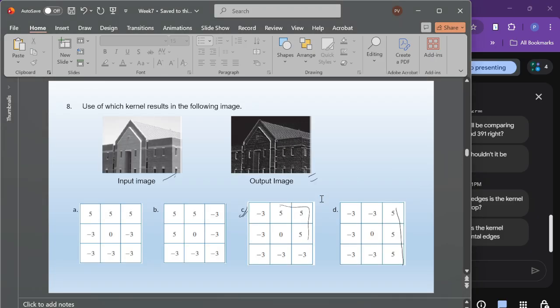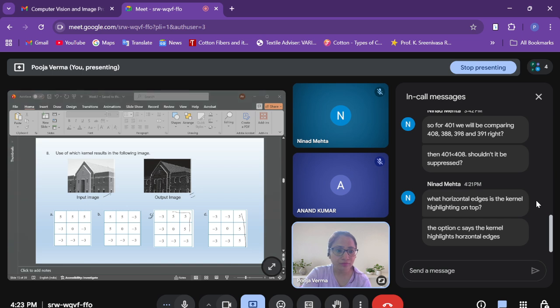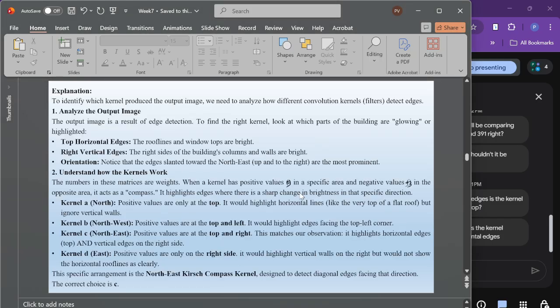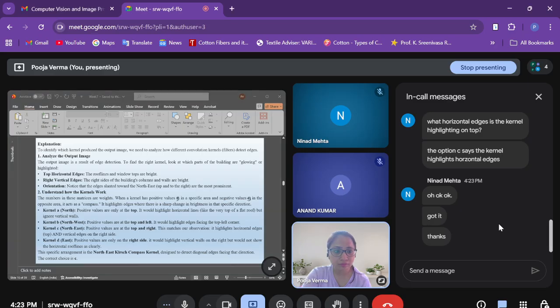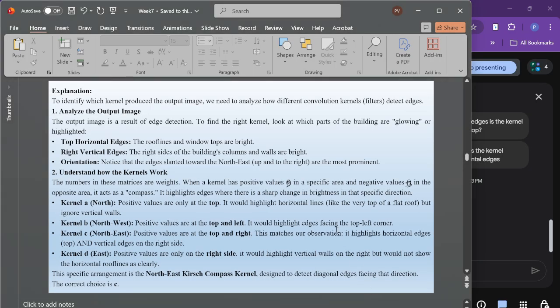In the images, these are the horizontal edges. If you see the original image, there is a line here, and that is highlighted on this right side of the kernel. So that is highlighted by the horizontal edges at the top.